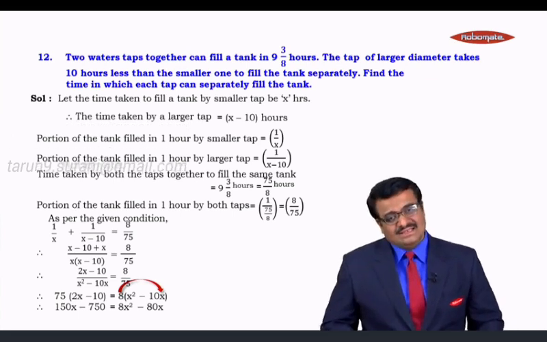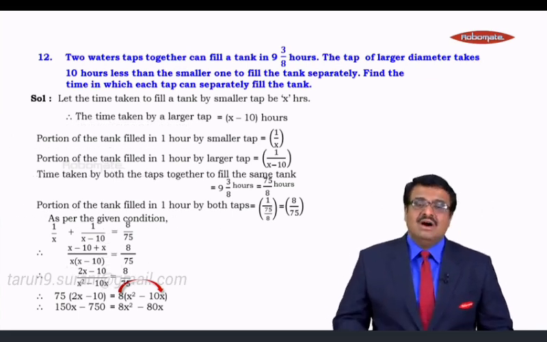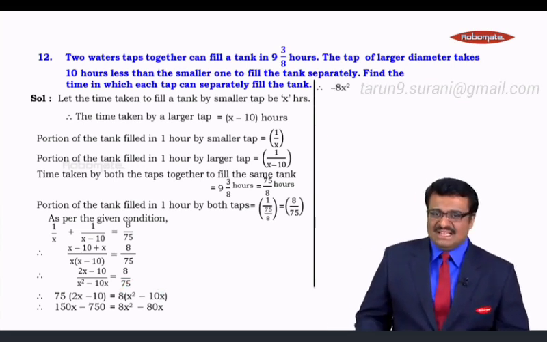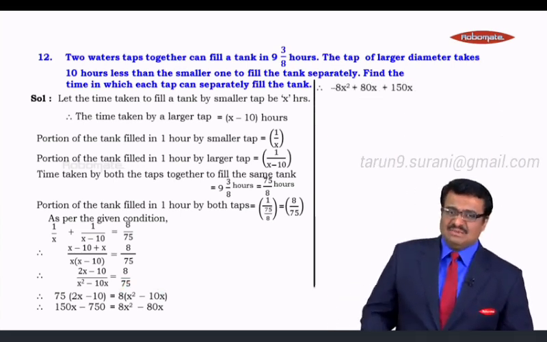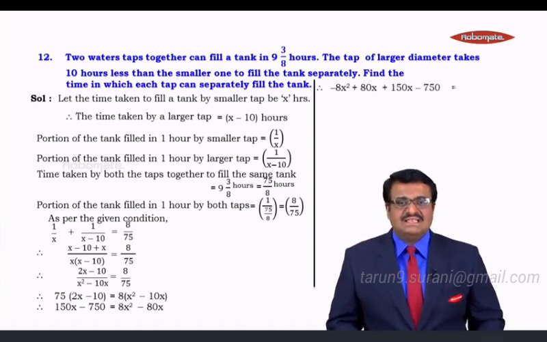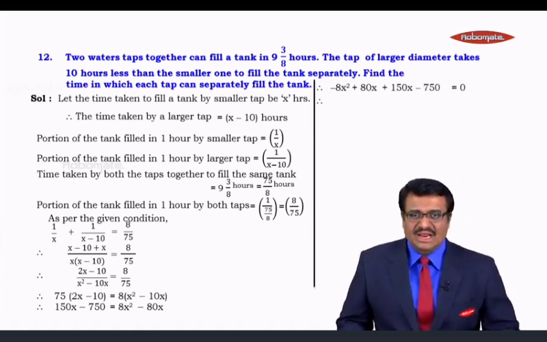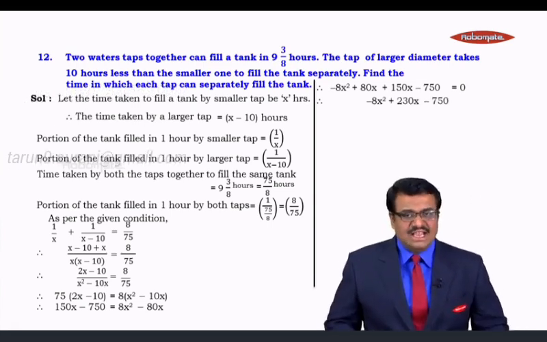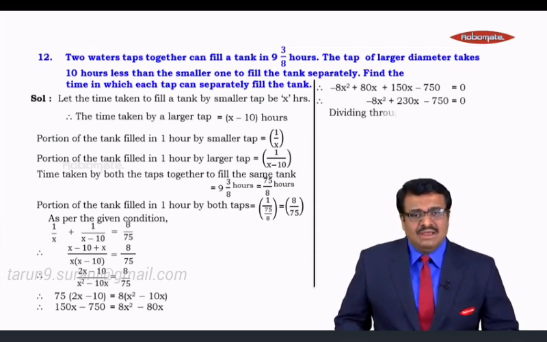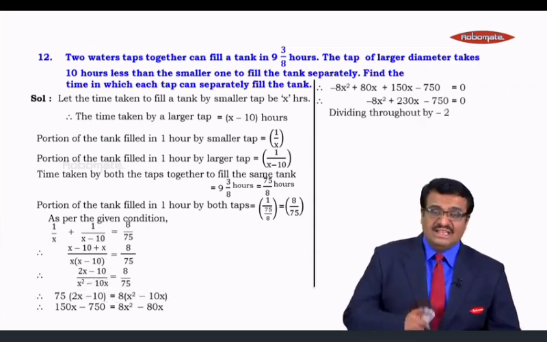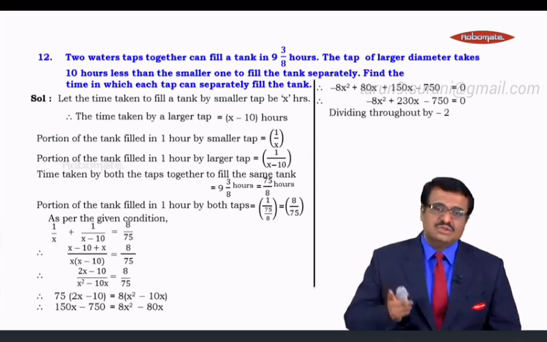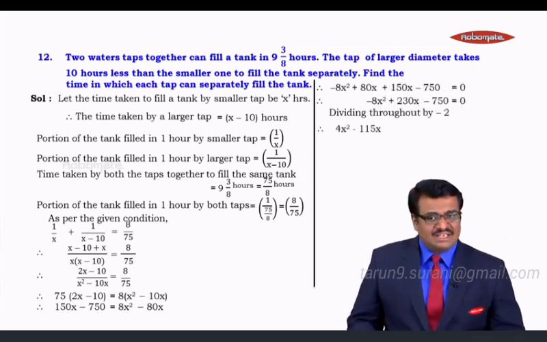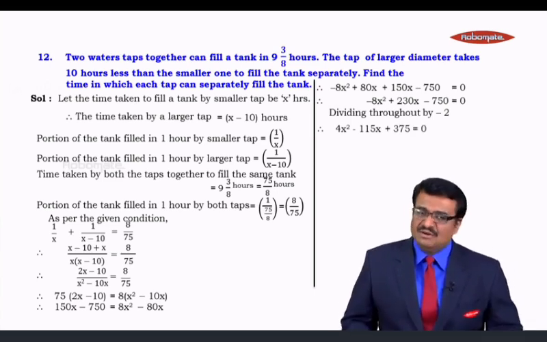Okay. Now let us add the like terms, keeping all the terms on the left side. Plus 8x square goes to the left as minus 8x square. Minus 80x goes to the left as plus 80x, plus 150x minus 750 is equal to 0, right? So minus 8x square plus 80x plus 150x is plus 230x minus 750 is equal to 0. We can make it small by dividing throughout by minus 2. At the same time, we want x square to be positive. So let us divide throughout by minus 2. So what we get is 4x square minus 115x plus 375 is equal to 0.